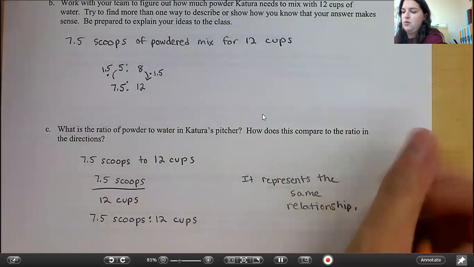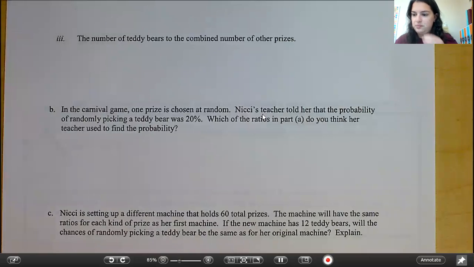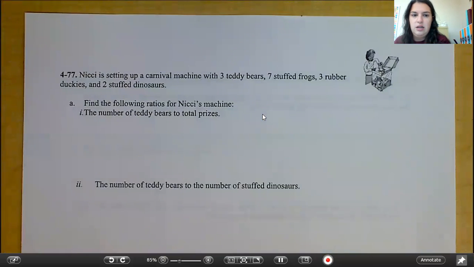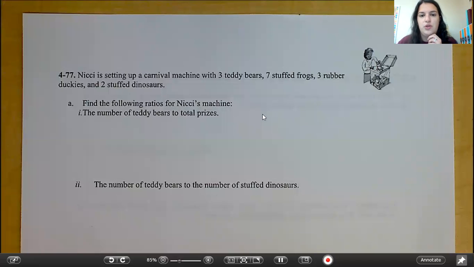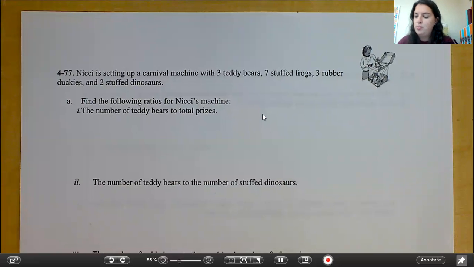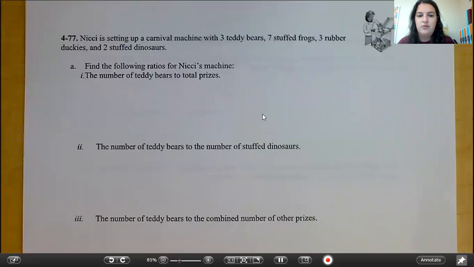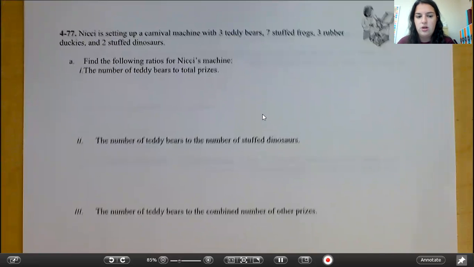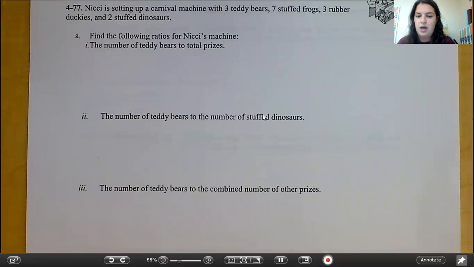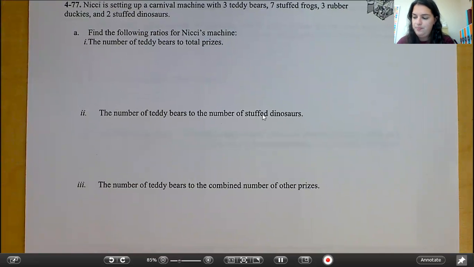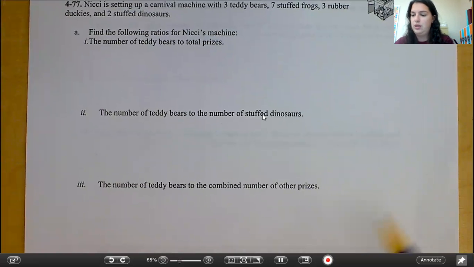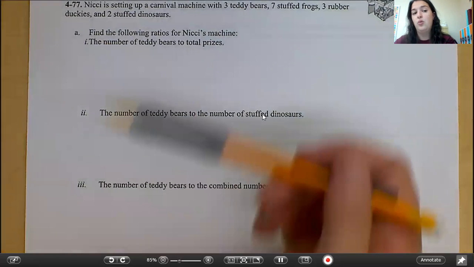Okay, we're going to move on to 477. 477 says, Nikki is setting up a carnival machine with 3 teddy bears, 7 stuffed frogs, 3 rubber duckies, and 2 stuffed dinosaurs. Find the following ratios for Nikki's machine. 1, the number of teddy bears to total prizes. 2, the number of teddy bears to the number of stuffed dinosaurs. 3, the number of teddy bears to combined number of other prizes. And that's it. So I would like you to pause the video and answer part A, 1, 2, and 3.